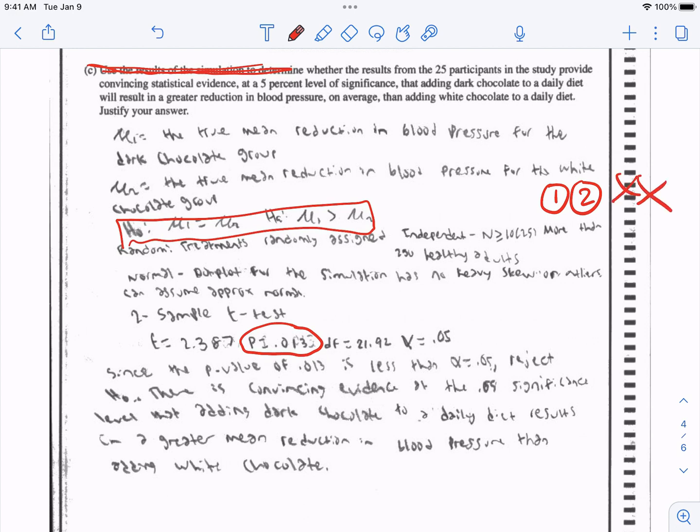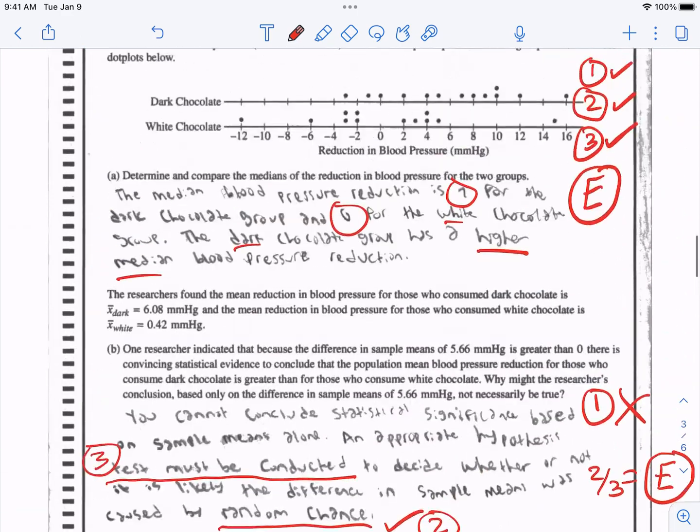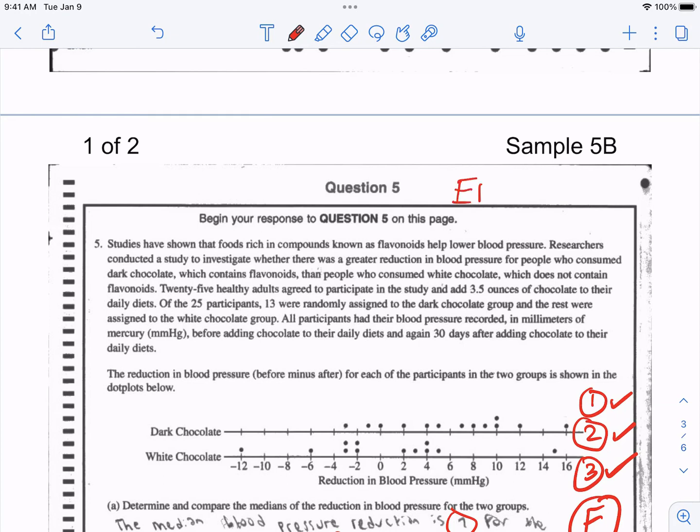Part 3 was using the p-value they had and saying that it's less than alpha, and so then there is convincing evidence that there is a greater reduction in blood pressure in dark versus white. So in part 3, they did actually earn that credit in part 4. Since they got half the credit, they still earned a partial overall for part C. So this student overall had 2 E's and a P, and 2 E's and a P is a really good score on a problem like this. And they earned a score of 3.